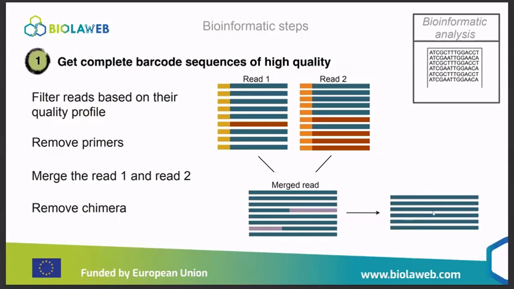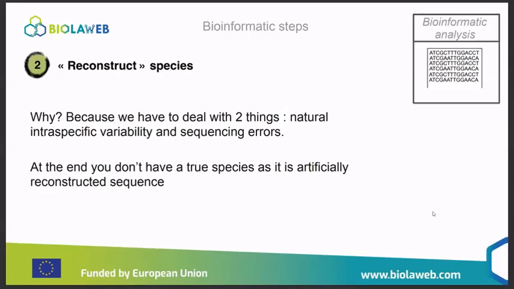And you can go to the next step, which is to reconstruct species. And why do we do that? Why don't we consider each sequence to be one species and we are happy? It's because you have natural intraspecific variability within a species. You will have slight differences. And also because of sequencing errors and PCR errors.